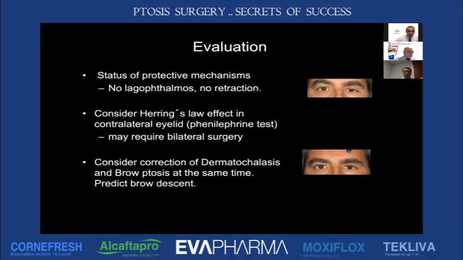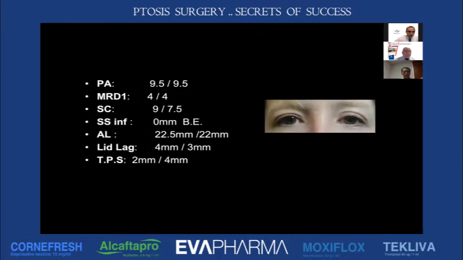Consider also the correction of the dermatochalasis and brow ptosis at the same time and predict the brow descent. You may have a patient like this one walking into your office asking for a ptosis correction on her left side. And when you take the measurements, you see that the palpebral aperture is 9.5 on both sides. The MRD1 is 4 on both sides. The skin crease is asymmetric. It's 9 on the right side and 7.5 on the left side.